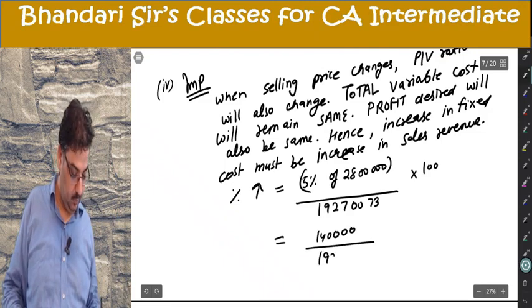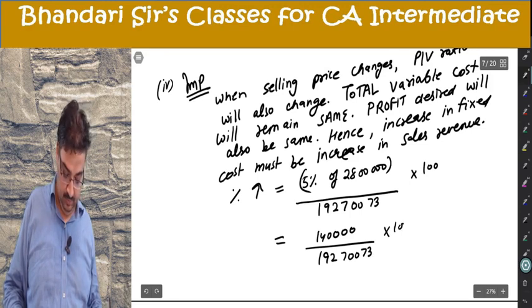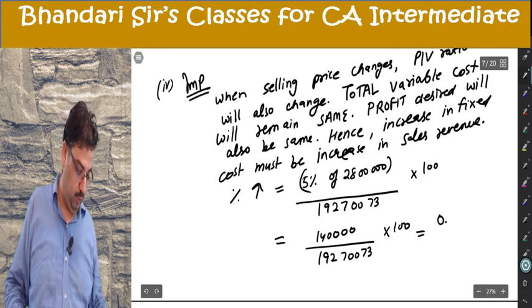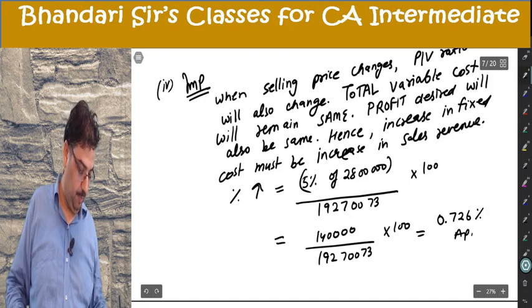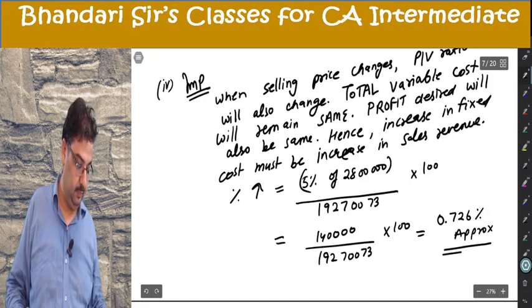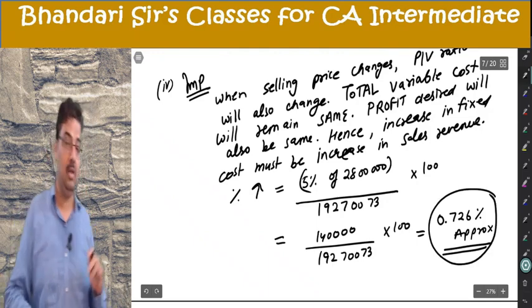1,40,000 divided by 1,92,70,073 into 100. Once you find it, it is 0.726% approximately. This is the ultimate answer.